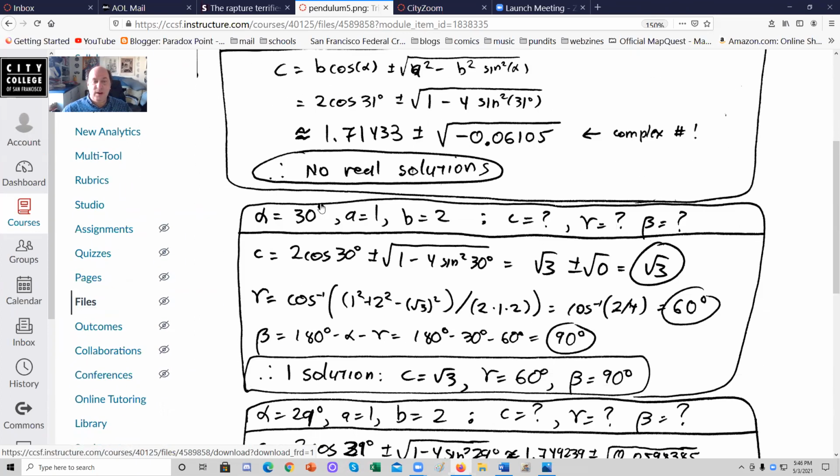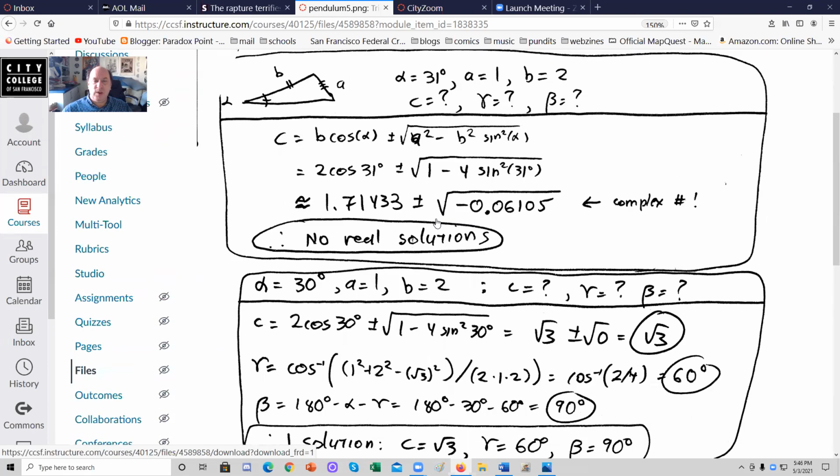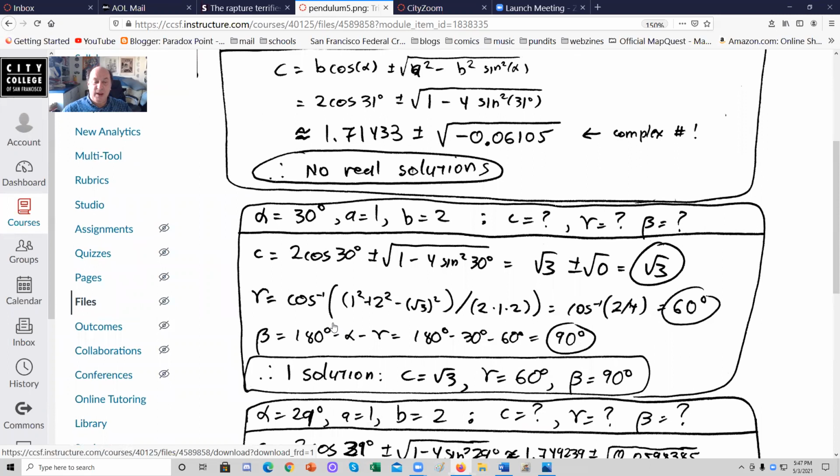Now alpha is 30 degrees, A is 1, B is 2. That's the same as this, only changing 31 degrees to 30 degrees. And okay, we go through the same deal. C is B cos alpha plus or minus root A squared minus B squared sine squared alpha, so it's 2 cos 30 plus or minus the root of 1 minus 4 sine squared 30 degrees. Root 3 plus or minus root 0. Oh, this comes out to 0. So root 3 is C. And then we calculate gamma and beta.